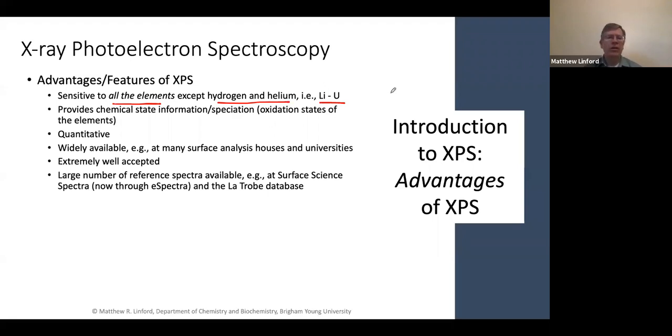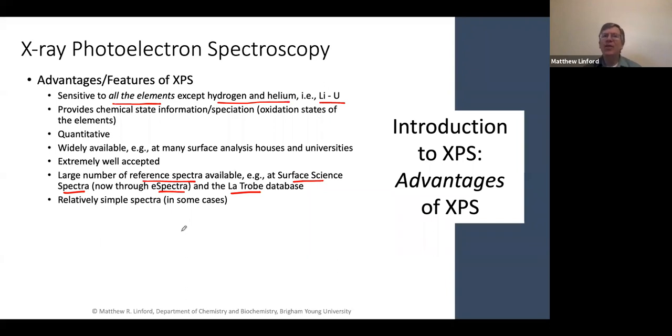And because XPS is well accepted, there's now a large number of reference spectra that are available at places like Surface Science Spectra, which is an AVS journal. eSpectra through AIP is another nice place to access a lot of spectra. Paul Pigram down at La Trobe University in Australia put together a really nice database with a lot of XPS spectra. Mark Greiner at Max Planck Institute in Germany has similarly put together some reference material. Vince Christ is doing that. So there are a lot of people out there putting out this information, and this can be very helpful when you take spectra, because then you can compare what you've done to what's out there.